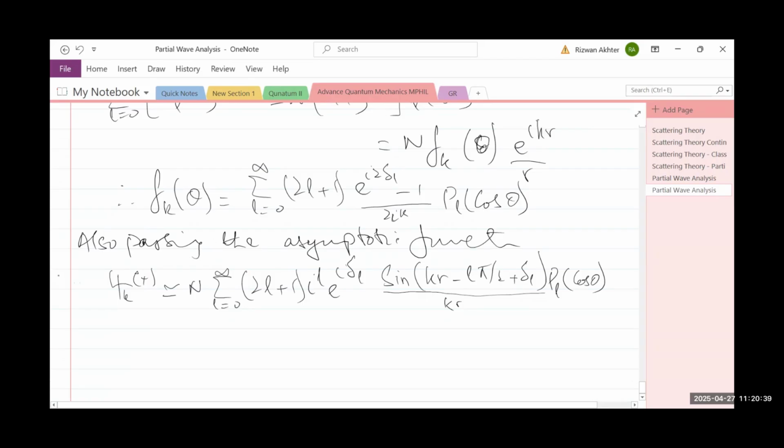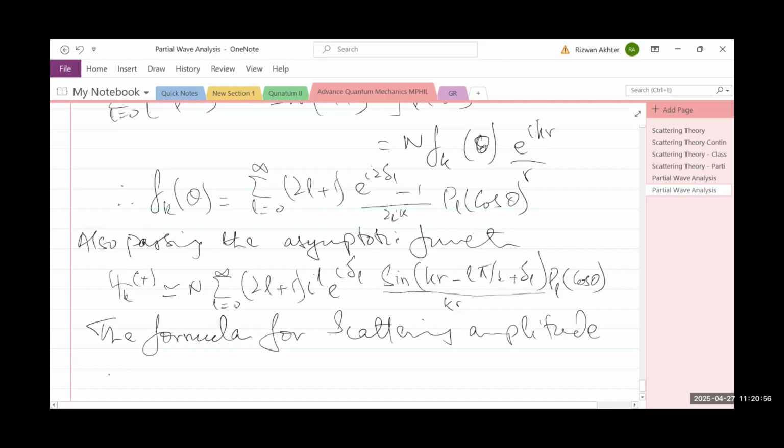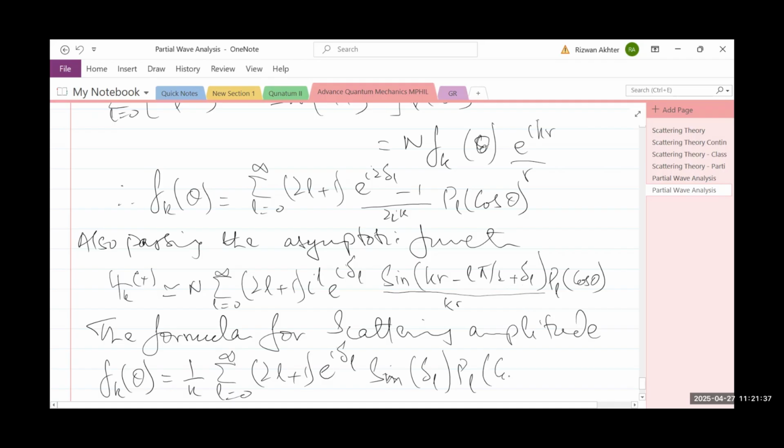Therefore, the formula for the scattering amplitude would be f sub k of theta finally, which is equal to 1 over k, summation over L going from 0 to infinity, then we have (2L plus 1) times e to the power iota delta sub L sine of delta sub L. That is the part which only contains the scattering effect. So inside this total sine, the part we are considering is only the one where we have scattering. So that is cos theta.